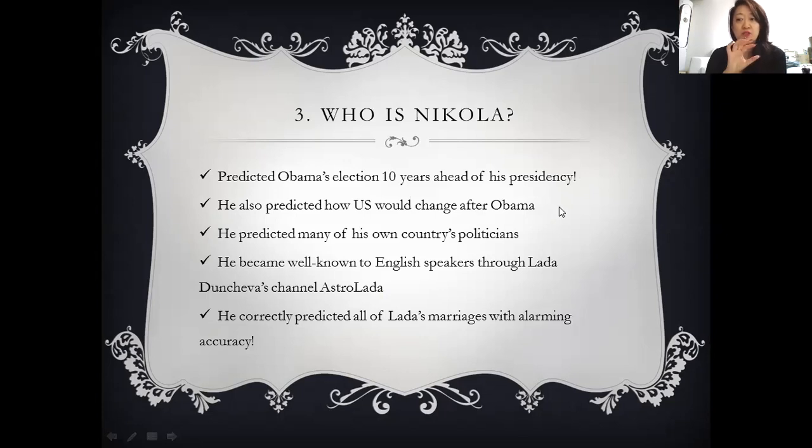And he had published all of this on his website, astrologyinserbia.com. You can read more of this on his website, actually. But he was able to predict all of these things as well as the politicians in his own country, Serbia. Okay, and that's how he became really well known in his own country. So I think he built his first website mostly in his own language. Okay. And then he became better known after Lada Dunsheva.